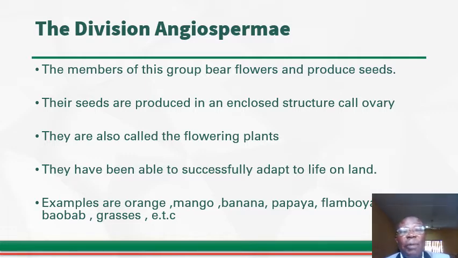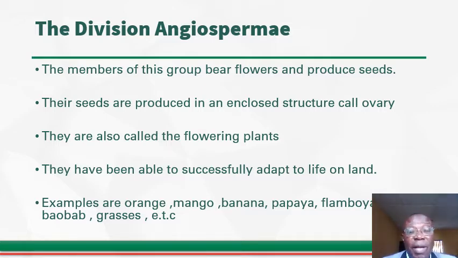Their seed are produced in an enclosed structure, and that enclosed structure is called the ovary in the flower. They are also called the flowering plants. The angiosperm is called the flowering plants, and they have been able to successfully adapt to life on land. In fact, they are the group of plants that fully colonize the terrestrial environment, because of their structures and features, which we are going to see later.